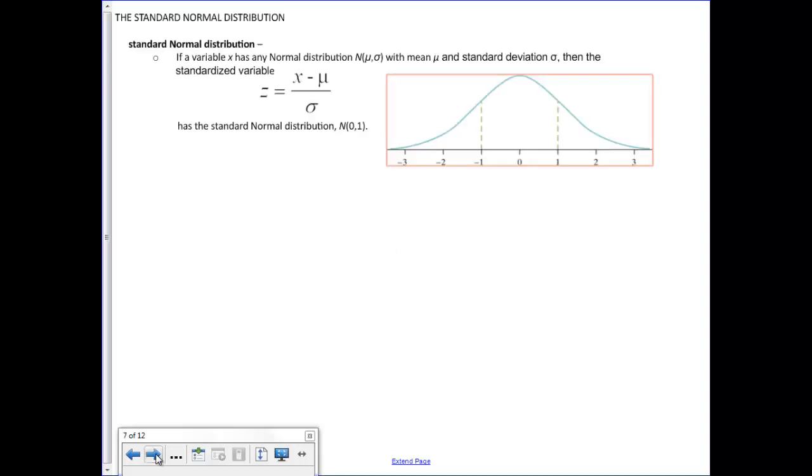So, the standard normal distribution is what happens when we standardize. Using our z-score, we can standardize it. It's the normal distribution with mean 0 and standard deviation of 1. A standard normal distribution is a normal distribution with a mean of 0 and standard deviation of 1.